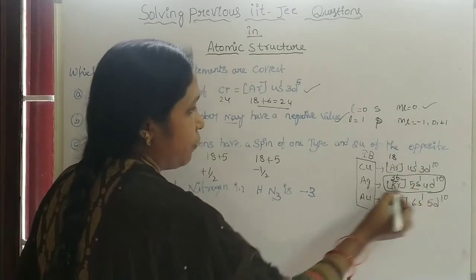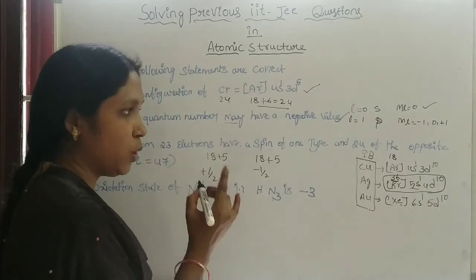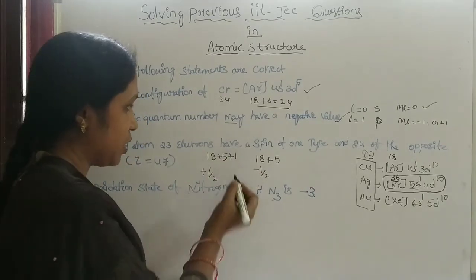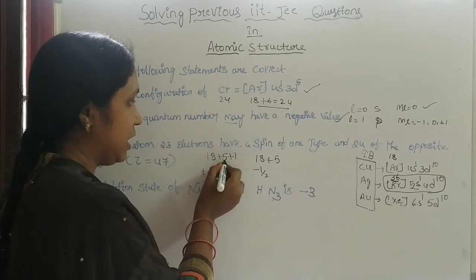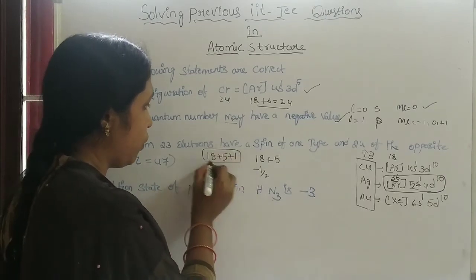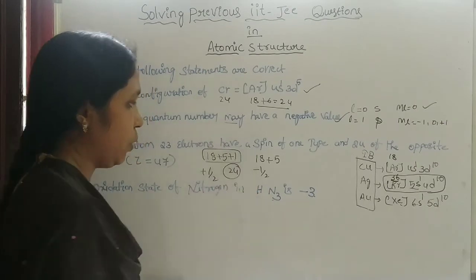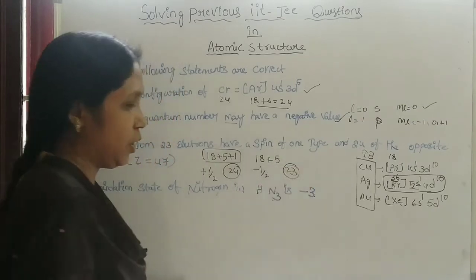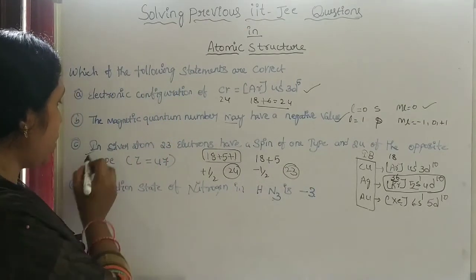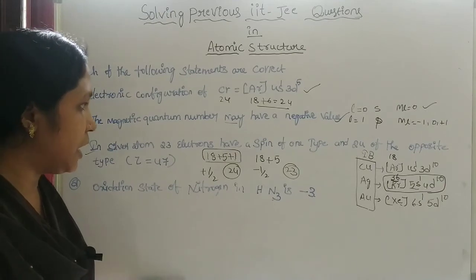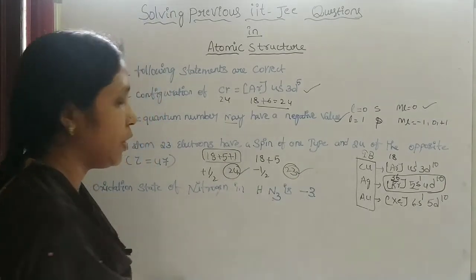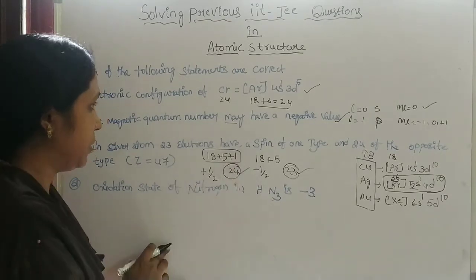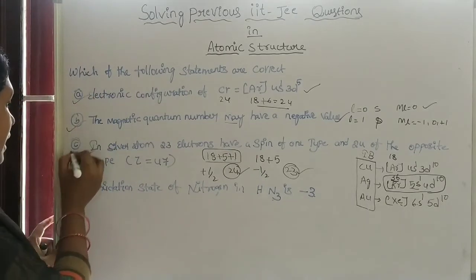And go to 5s1. 5s1 means it has only one electron. It shows either a positive or a negative spin. Considering it positive, 18 plus 5, 23, plus 1, 24 have a positive spin and 18 plus 5, 23 have a negative spin. So the option is a correct one. 23 electrons have one type of spin and 24 electrons have the opposite type of spin. Okay, correct one. So options A, B, C are correct.